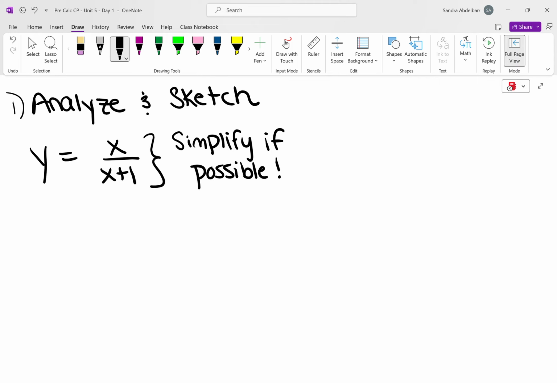Can I simplify this? No. Why am I not allowed to cross out these x's? Nico? The x in the denominator is attached with the addition sign. Good. The x in the denominator is a binomial. It's attached with the addition sign. We cannot cross those out. So we cannot simplify this. This is what it is.